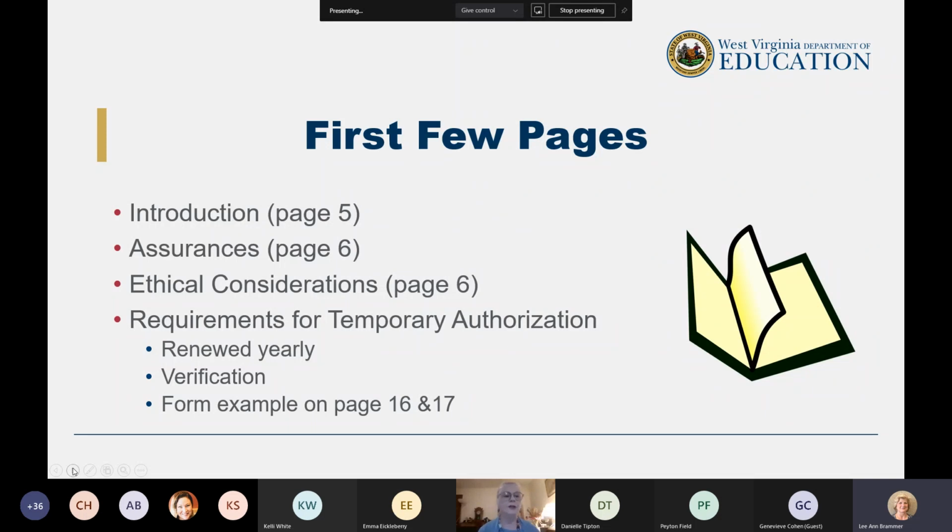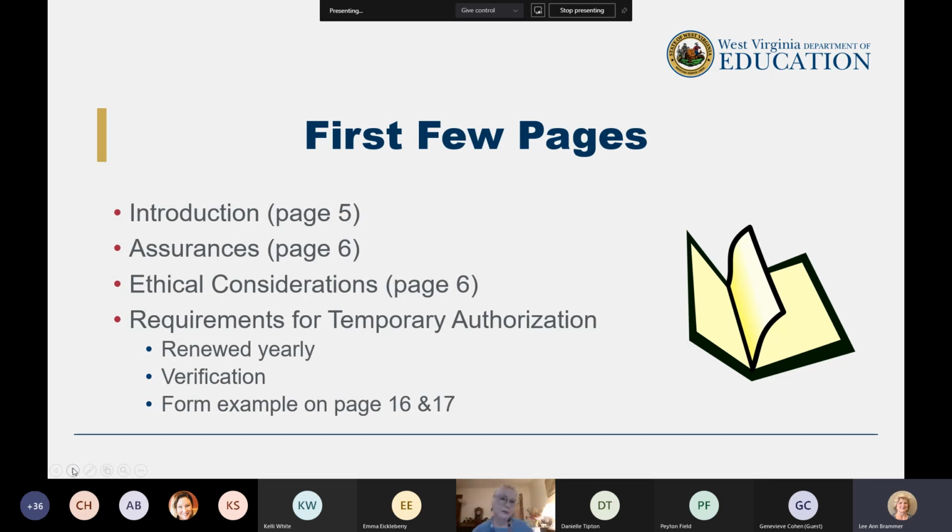All right. The first few pages are basically the same. There's an introduction, assurances, your ethical considerations, and then some information about temporary authorization. And this gets confusing. Temporary authorization is not your licensure. That's with the licensing board. This is through the certification department of the Department of Education. It's very different.